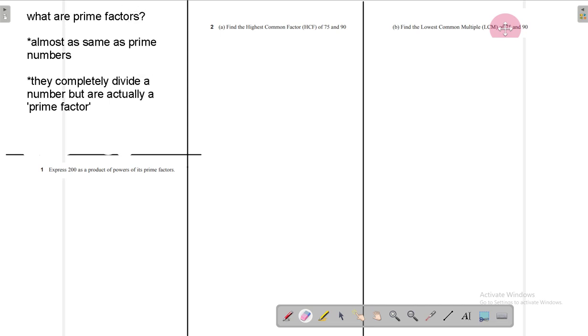So it's written over here in the exam: express 200 as the product of powers of its prime factors. So we have to give the answers in powers, and it should be the prime factors, and it should be the product of prime factors. So you actually know what to do over here. I'm going to write 200 over here and divide it. We're going to have to divide it now.